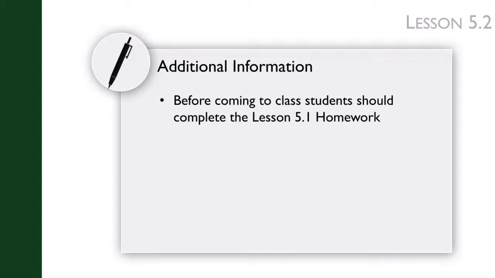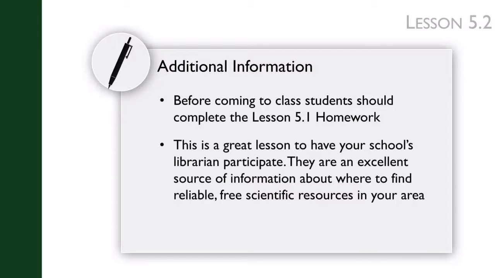Before coming to class, students should complete the Lesson 5.1 homework, which asks them to research the question, does exercise improve high blood pressure? This homework does not ask them to answer the question, but to report what types of information they found. This is a great lesson to have your school's librarian participate in. They are an excellent source of information about where to find reliable, free scientific resources in your area.